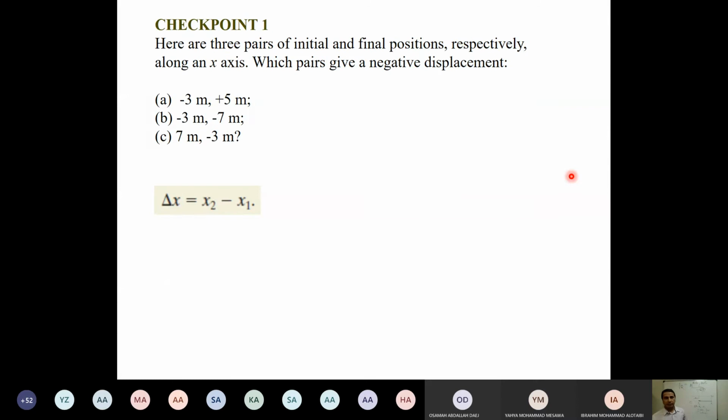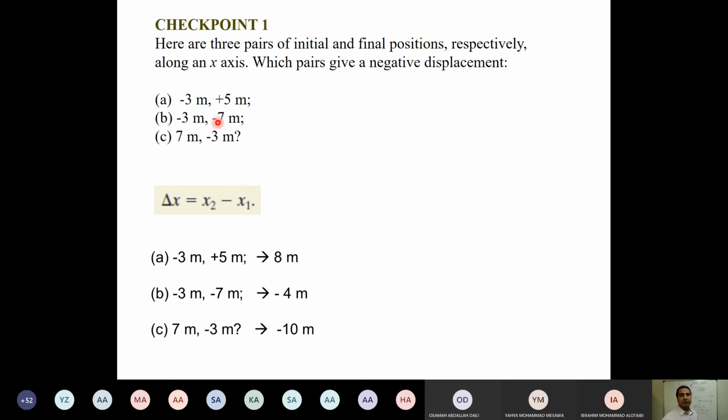Here is a checkpoint. It will enhance your understanding further. I need to ask you this question here. Here are 3 pairs of initial and final positions respectively along the x-axis. Which pair gives me a negative displacement? All you need to assume here is that the first one is x1 and the second one is x2. So which one is giving us negative? B and C. Okay, so you got it.